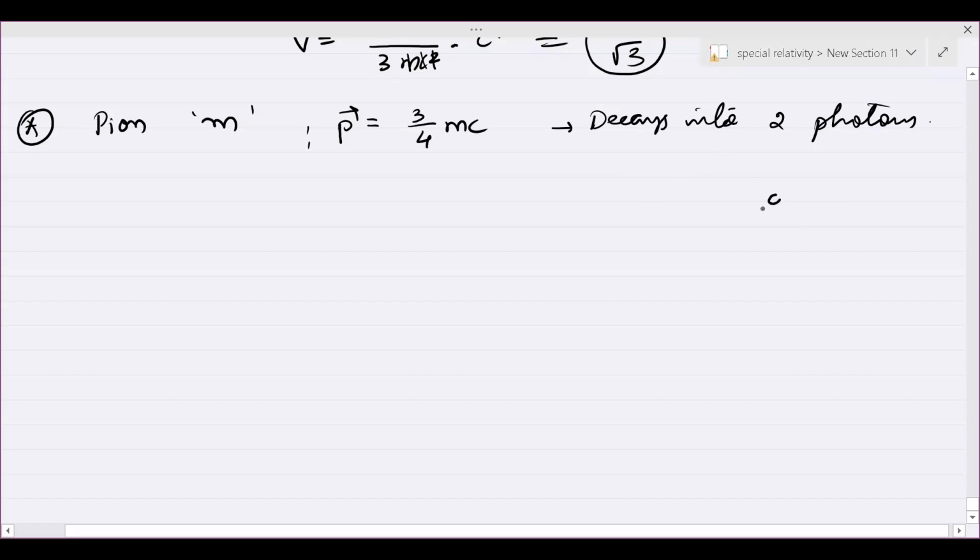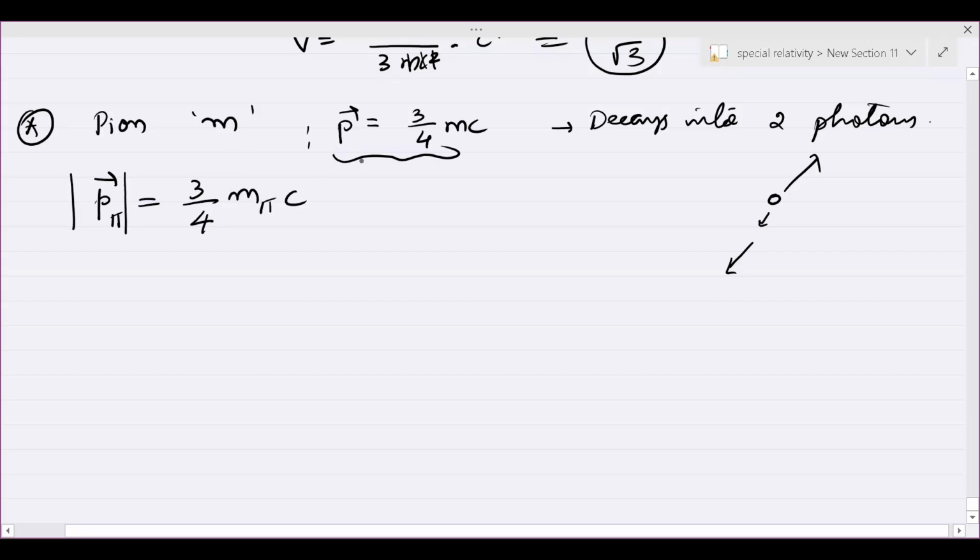So we have this pion moving like this, and one photon gets emitted like this, and one photon in the opposite direction. Find the energy of each photon. Let's write down what we have here. The momentum of the pion we'll write as p pi vector. I think we should write it as a modulus here, because otherwise we may confuse the notation. So this is equal to 3 by 4 m pi c.